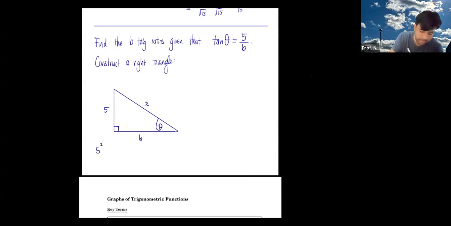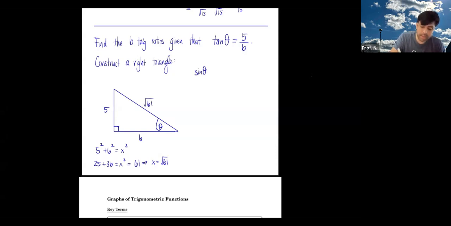So this will be 5 squared plus 6 squared equals x squared. 5 squared is 25, 6 squared is 36. That equals x squared. If you add 25 to 36, you get 61. So this equals 61, which means that x is equal to the square root of 61. And then once I have this, I have everything, right?